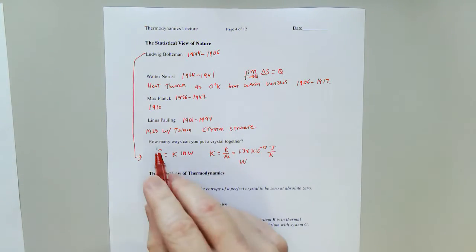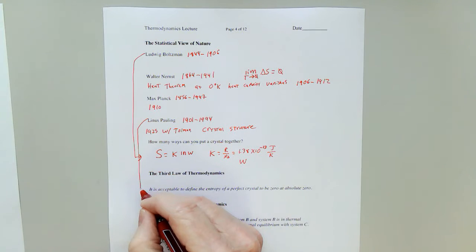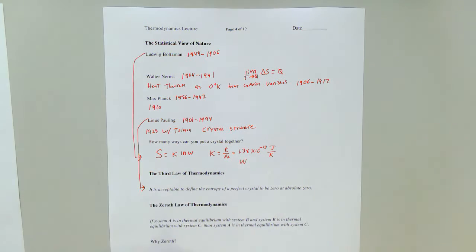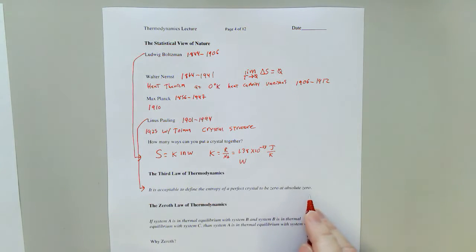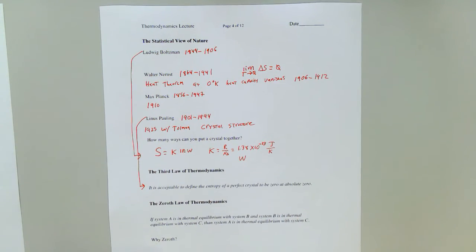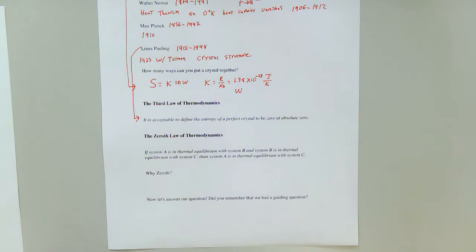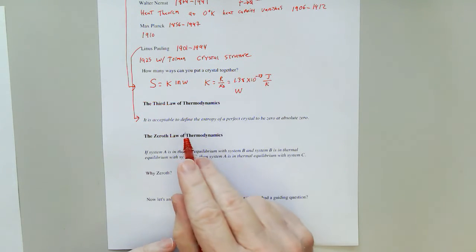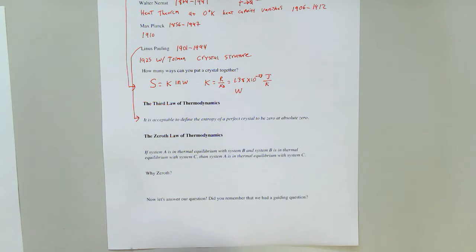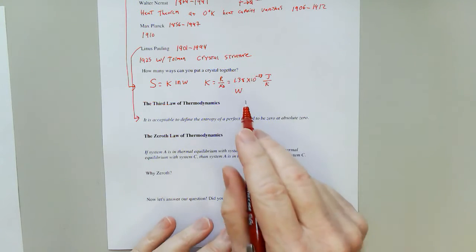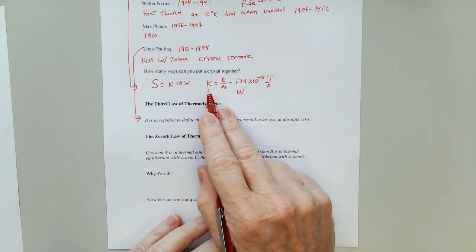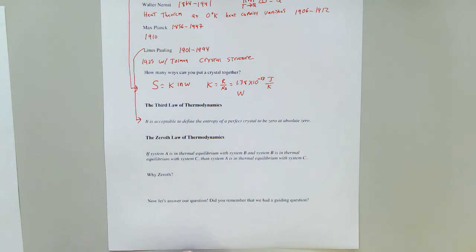Now, Pauling took that idea into this wording of the third law of thermodynamics. It is acceptable to define the entropy of a perfect crystal to be 0 at absolute zero. Now, the interesting thing about this, he's not saying its entropy is zero. He's saying we can define it to be zero. And in fact, you can have something on the order of 10 to the 15th, which is a huge number, 10 to the 15th flaws, and when you do this calculation, because of the value of k being so small, the entropy would still be zero.